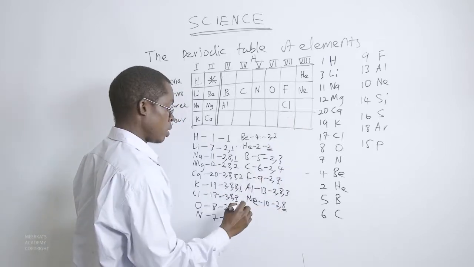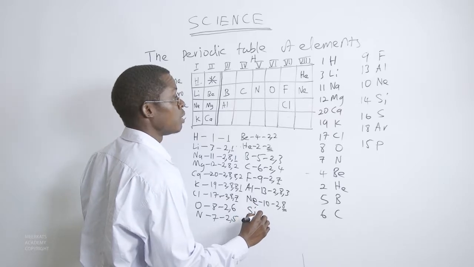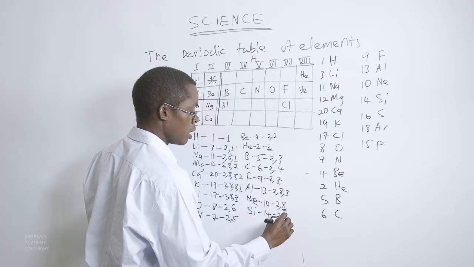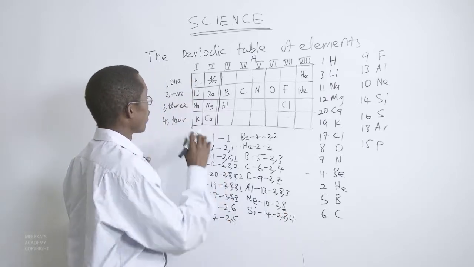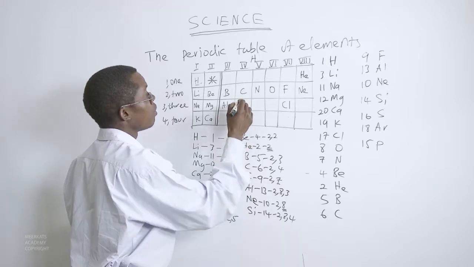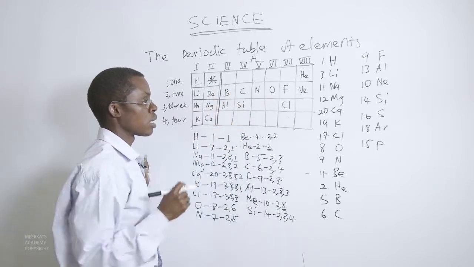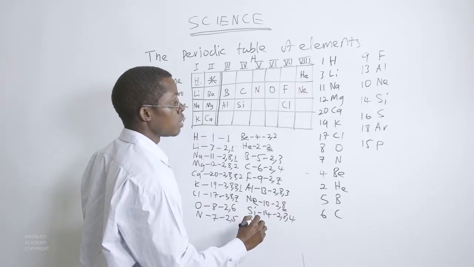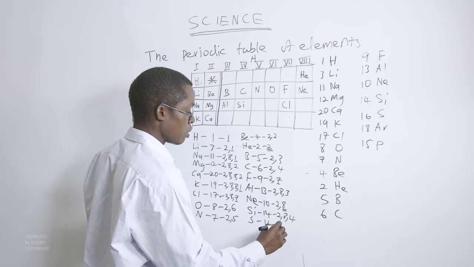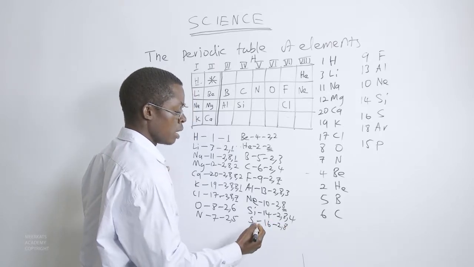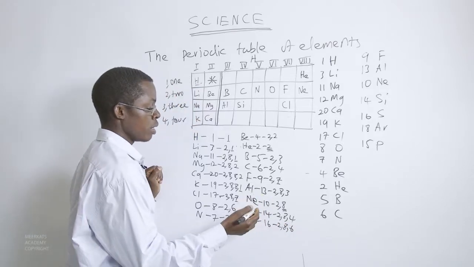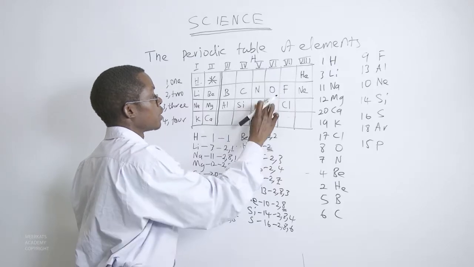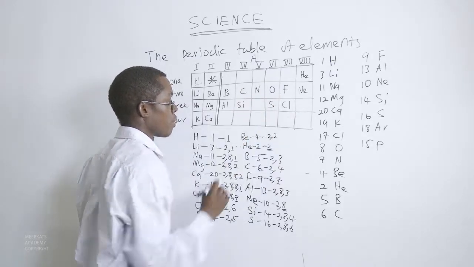We'll now move to silicon, which is 14, giving us 2, 8, that is 10, remaining 4. So 3 energy levels, 4 by group. So we have silicon at that point. Then we have sulfur, which is 16, giving us 2, 8, that is 10, remaining 6. 3 energy levels, 6 outermost. And here we have sulfur.